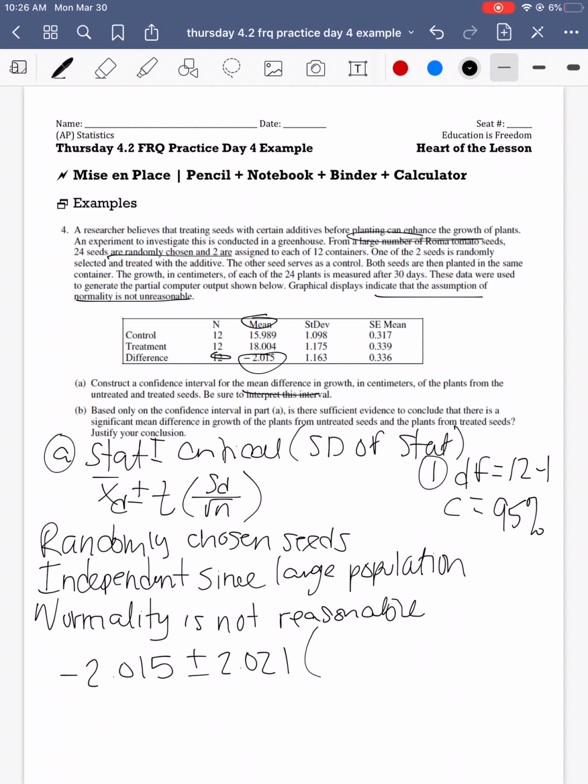And then my standard deviation of the difference, well, they've already calculated that for us, so 1.163 divided by the square root of n, which in this case is 12. And if we go ahead and compute this, we should get negative 2.75 to negative 1.28.